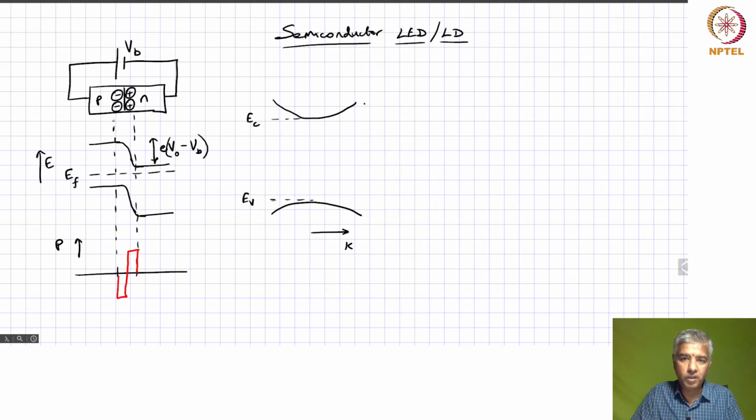We know that direct band gap semiconductors have much higher radiation efficiency compared to indirect band gap semiconductors. An example of an indirect band gap semiconductor is silicon. So we know that the radiation efficiency for silicon is very poor, but if you're looking at direct band gap semiconductors like gallium arsenide or indium gallium arsenide, indium gallium arsenide phosphide and so on, in those cases the radiation efficiency is much better.